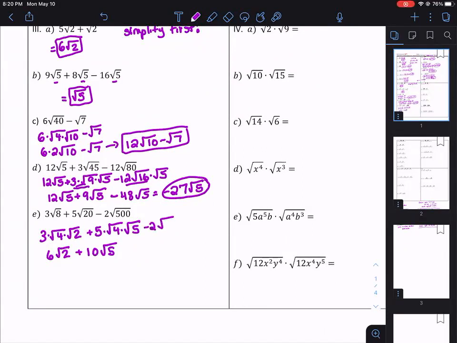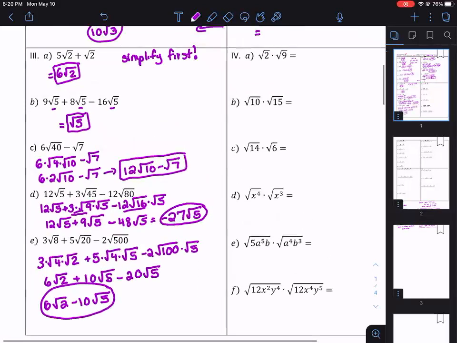And the last would be radical 100 and radical 5, which is going to be 2 times 10 or 20 radical 5. Now this 6 radical 2 will stay as is since there's no other radical 2, and the 10 and the 20 being subtracted would give us minus 10 radical 5. Okay, so there's part 3 if you guys need any time to catch up.